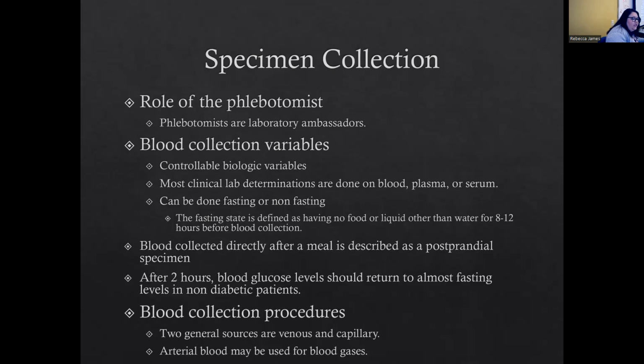So, blood collection procedures. There's usually two sources for blood collection: venous blood from a vein, and then peripheral or capillary blood. Capillary blood is your finger sticks or your heel sticks on babies.